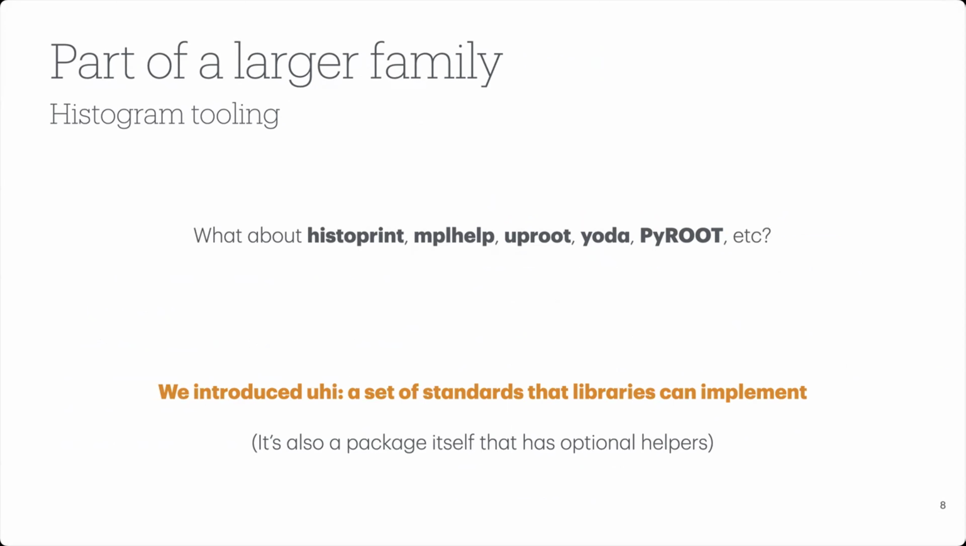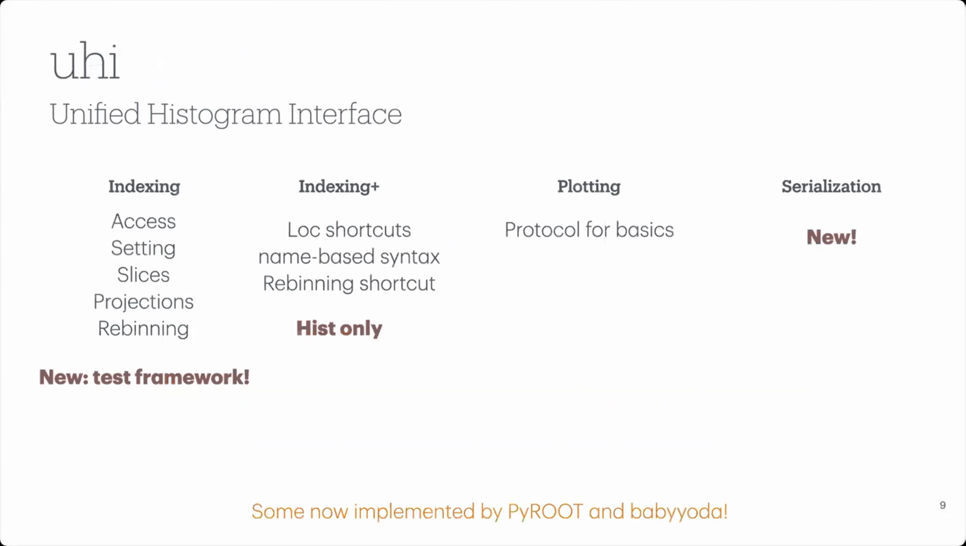And so what we did is we introduced UHI, this set of standards that libraries can implement. And it's also itself a package. So the documentation has the standards listed, but it also has a set of helpers that packages can use if they want. Generally, it's not meant to be a required runtime dependency. It is not a required runtime dependency of boost-histogram. It's just a simple Python-only library that's easy for anyone to use if they want. And so these are the things that it has.